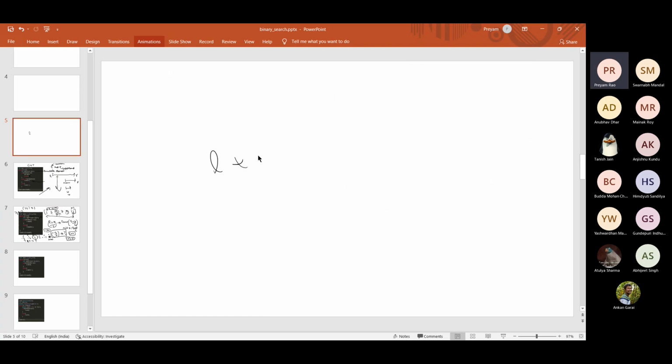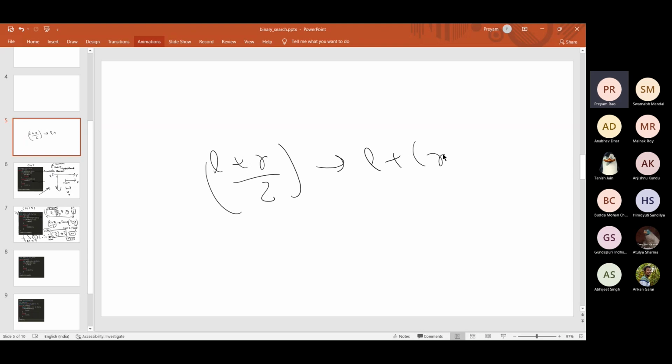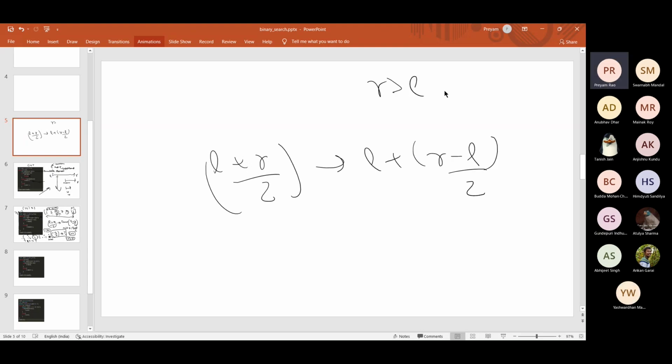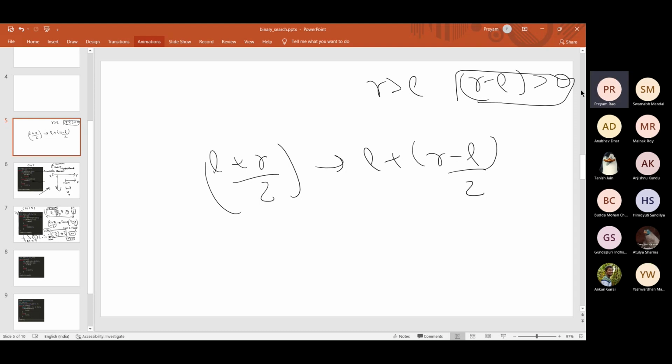instead of doing L plus R by 2, we can do L plus R minus L by 2. Notice that R is always greater than L. So R minus L would always be greater than or equal to 0, right? Or rather, would always be greater than 0. If R minus L is always greater than 0, then this would work fine. And this plus this would always be equal to this, right?